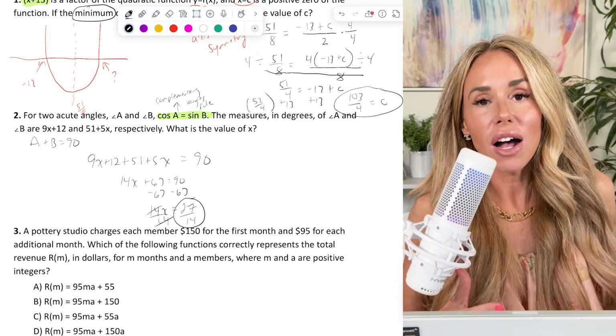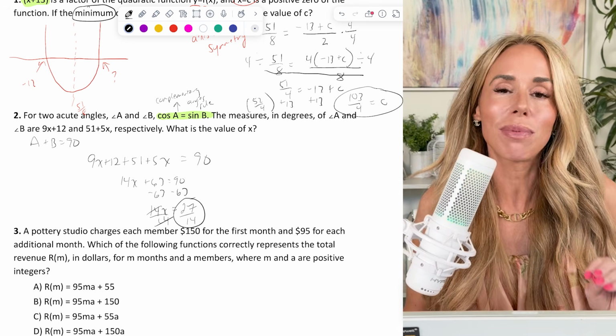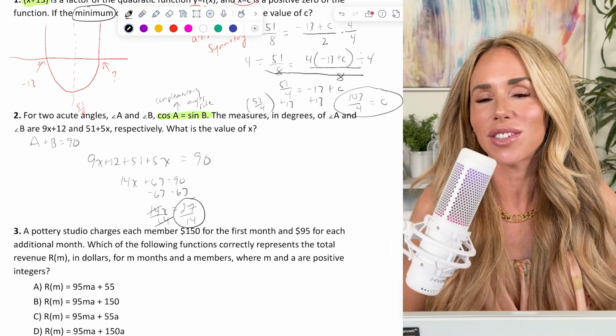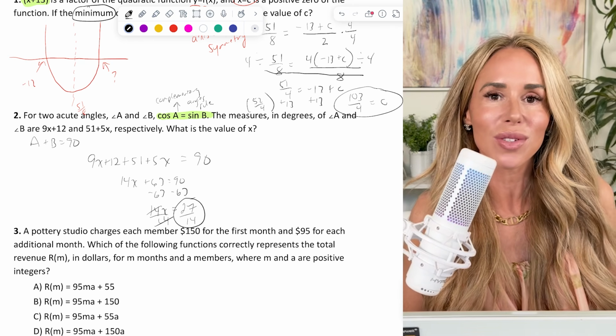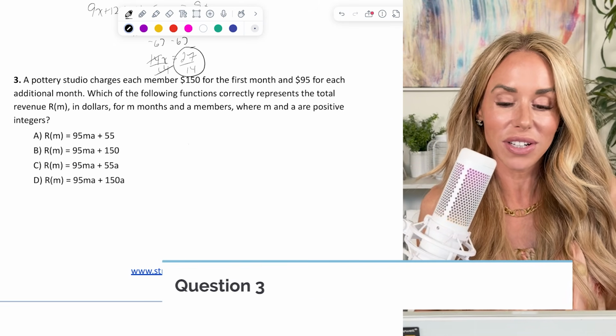27/14. Often on the digital SAT, they're not going to be nice round numbers because they know you have access to the Desmos calculator. So sometimes the answers are going to be weird decimals or fractions. Just roll with it.